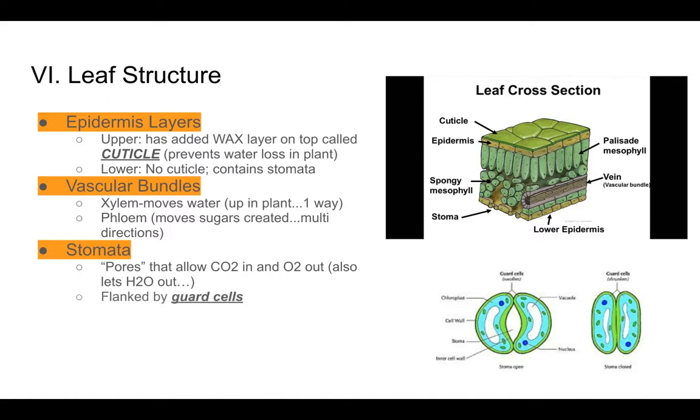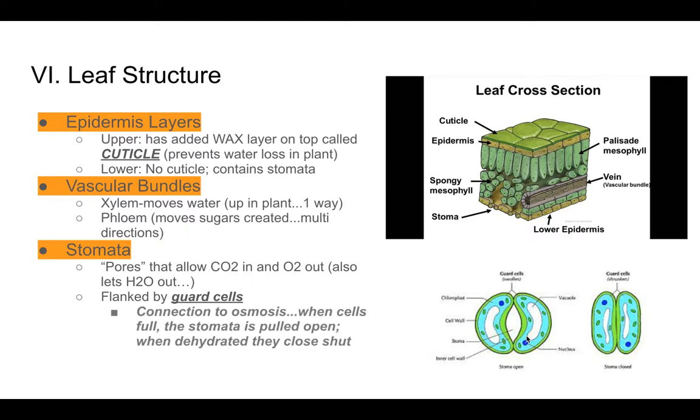Now, these holes, the pores, are flanked by cells, and those cells are called guard cells. And so if we look at this picture down here, this is a guard cell, and this is another guard cell. The hole in the middle is the stoma or the stomata. The guard cells are completely controlled by how much water they take in and store in these vacuoles. So it's a great connection back to osmosis.